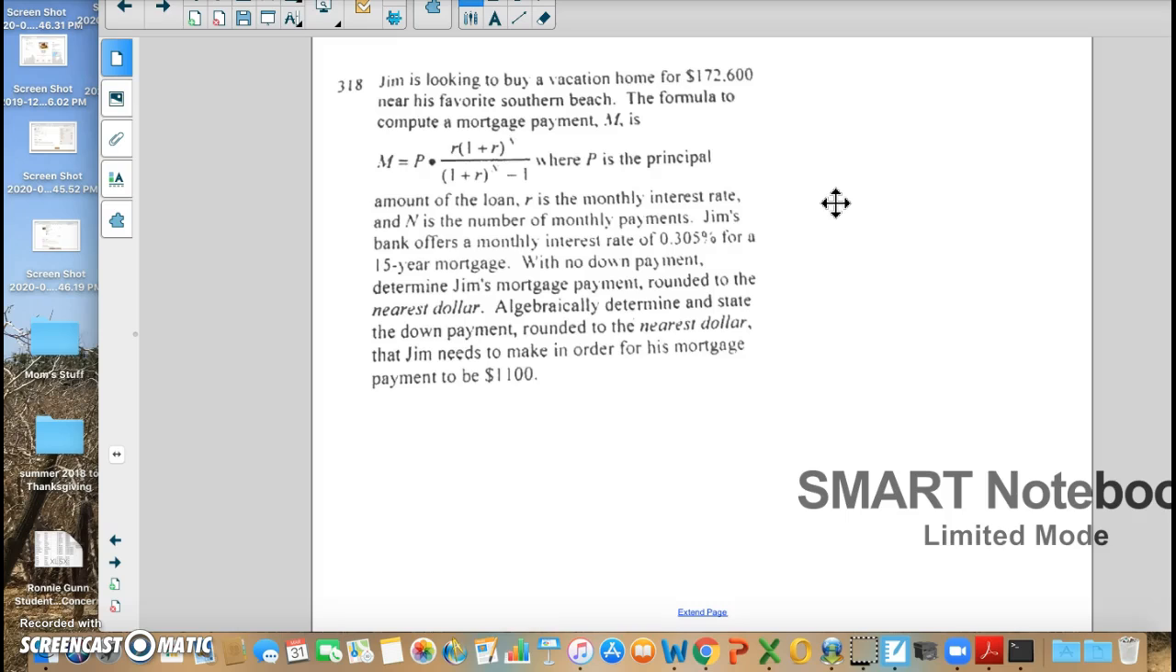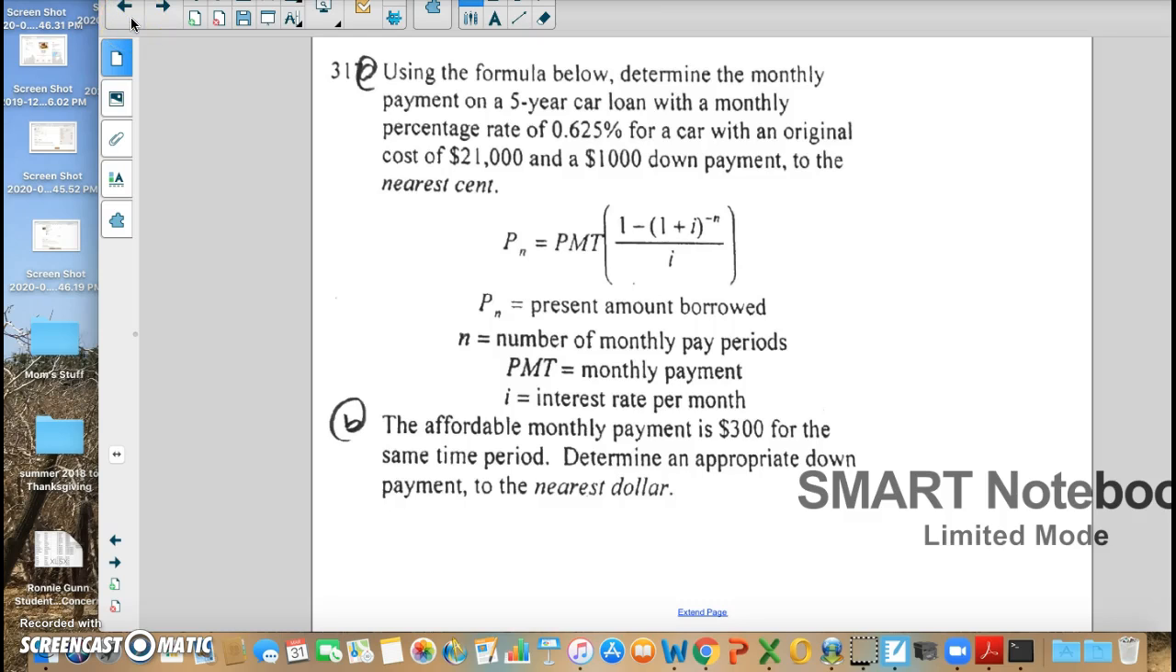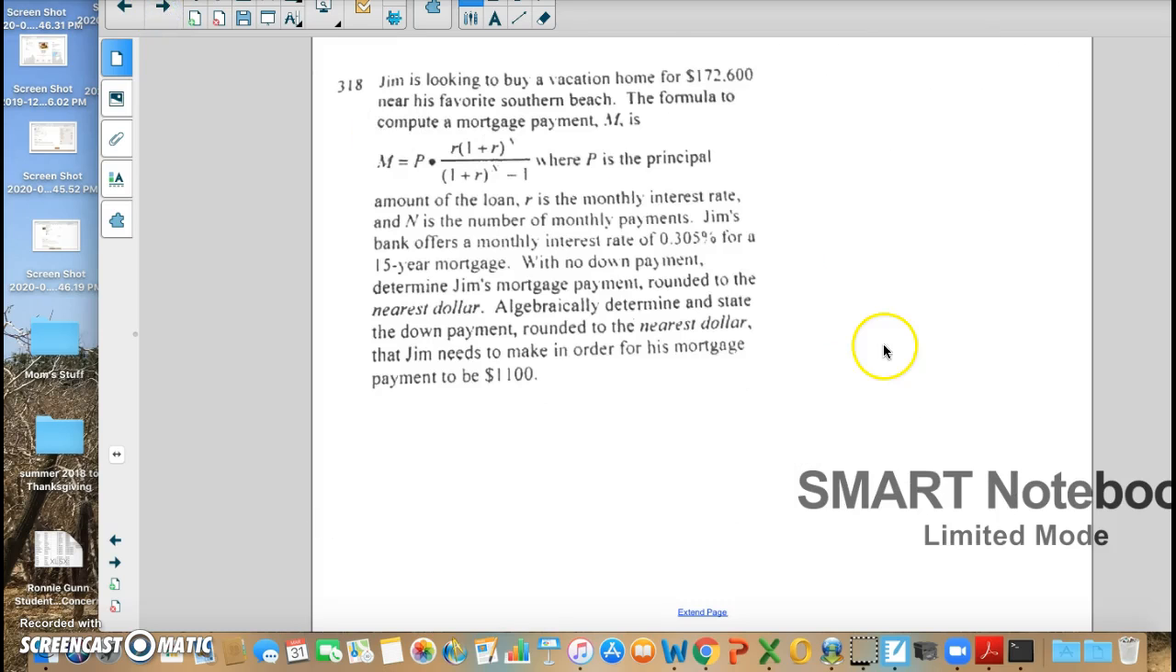Jim is looking to buy a vacation home for $472,600 near his favorite Southern beach. The formula to compute a mortgage payment M is, and they give us this value. If you go back and look at this, it's not exactly the same thing, but it's pretty close. That, by the way, is an N, capital N, where P is the principal amount of the loan, R is the monthly interest rate, and N, capital N, is the number of monthly payments.